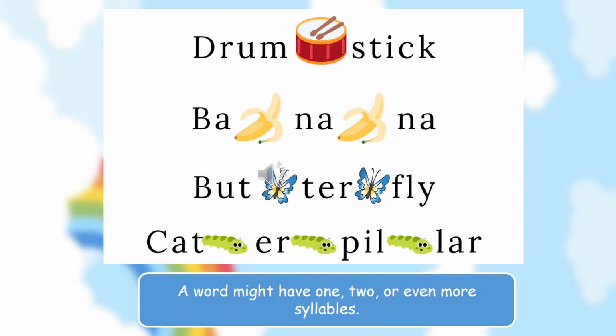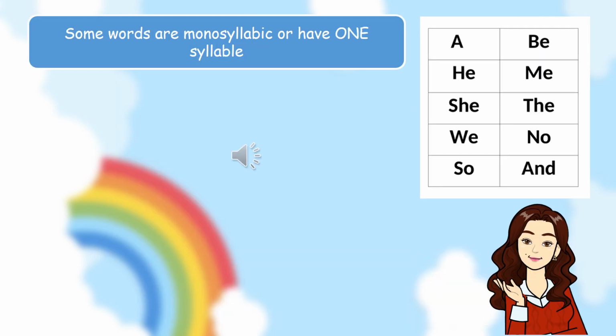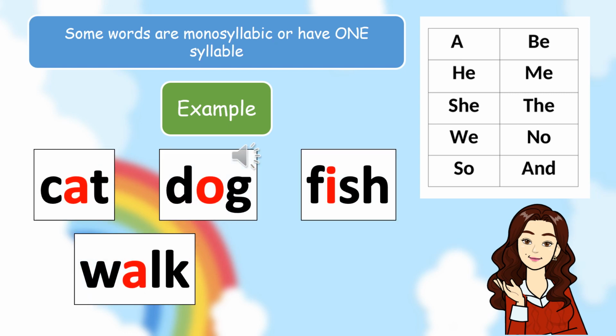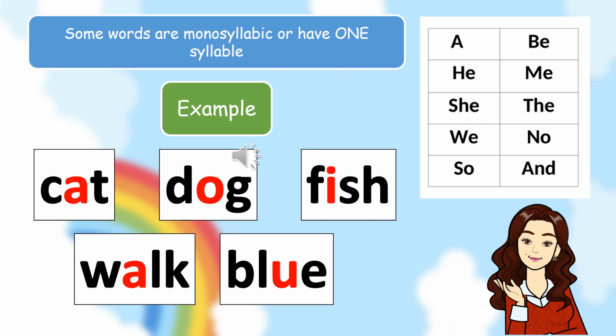A word might have 1, 2, or even more syllables. Some words are monosyllabic, or have one syllable. Example: cat, dog, fish, walk, blue.